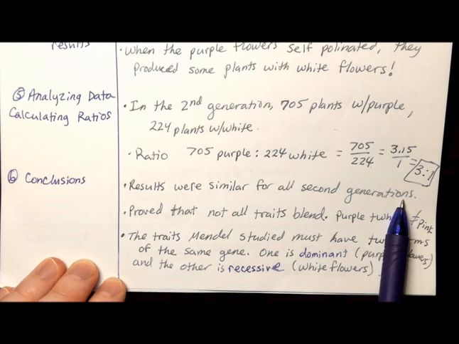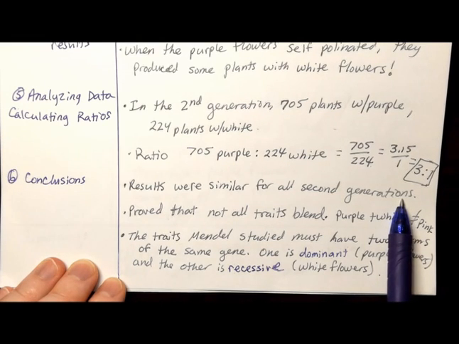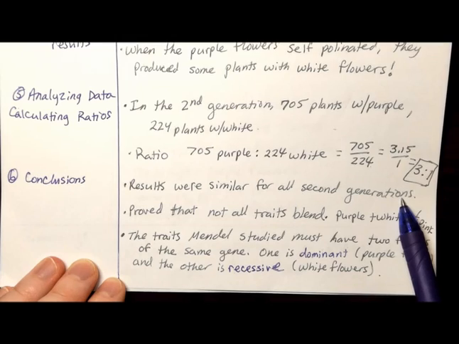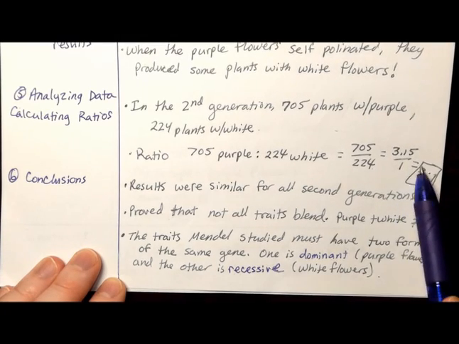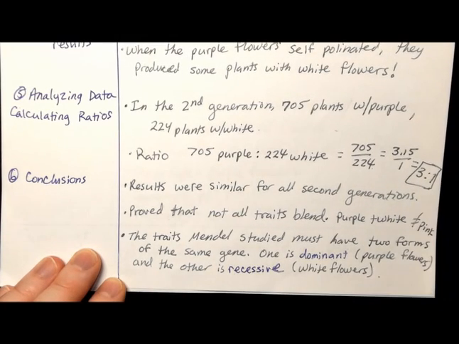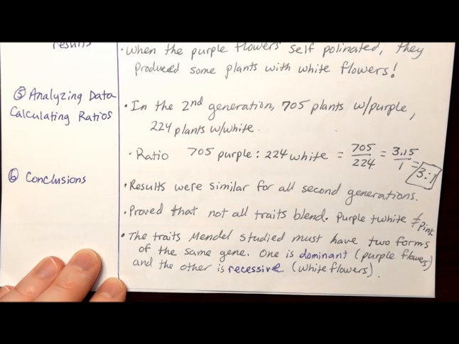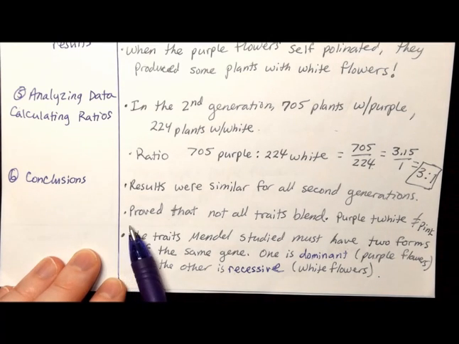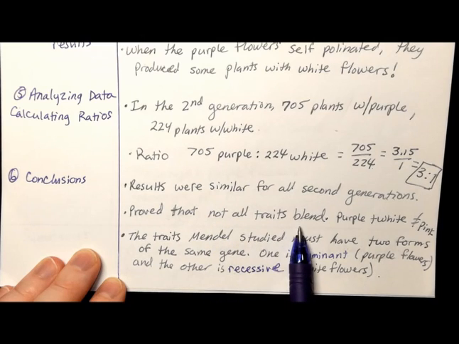So second generation of the flower color, second generation of the seed shape, second generation of the seed color, second generation of the pod color, they all got a very similar ratio of green to yellows, whites to purples, smooth to wrinkleds. So it proved that not all traits blend.